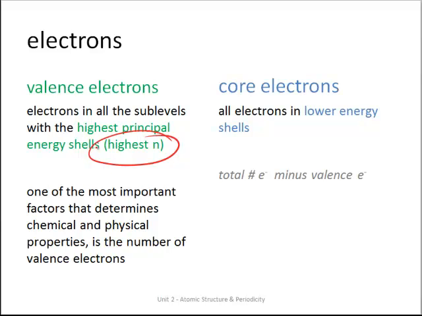Okay, all of the other electrons, the electrons in the lower energy shells, are referred to as core electrons. And the easiest way to figure that out is, if you know the number of valence electrons, just subtract that from the total number of electrons.